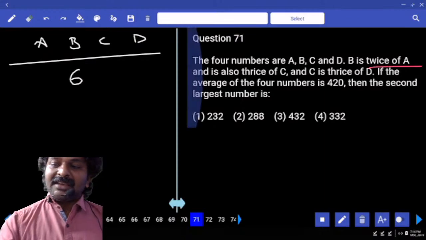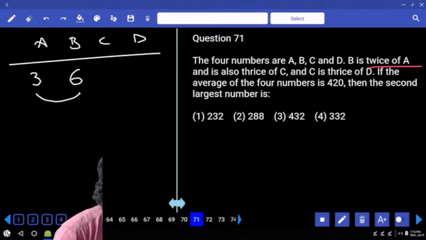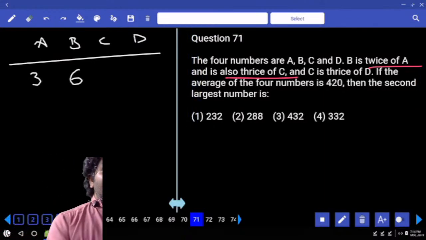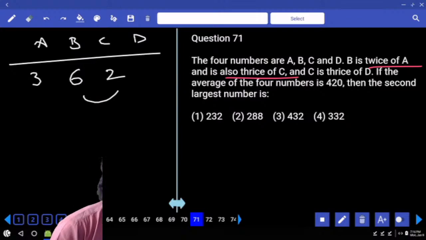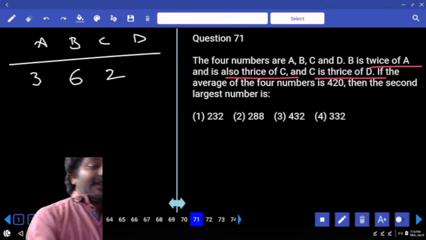If B is twice of A, A must be equal to 3. Then only B will be twice. Understand? And he is 3 times of C, then C must be 2. Then only B will be 3 times of C. Correct? Next. And C is thrice of D.